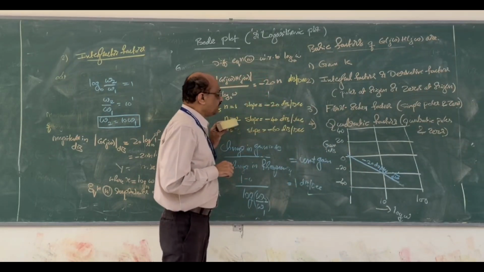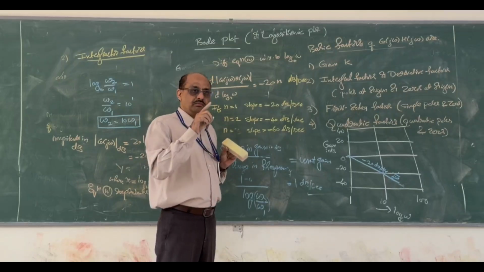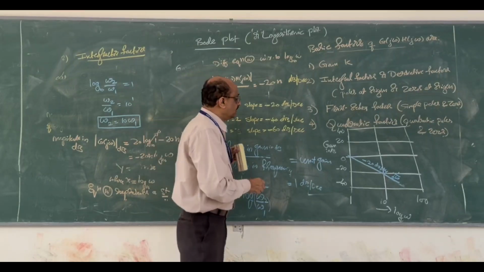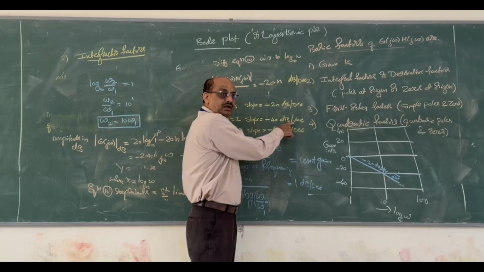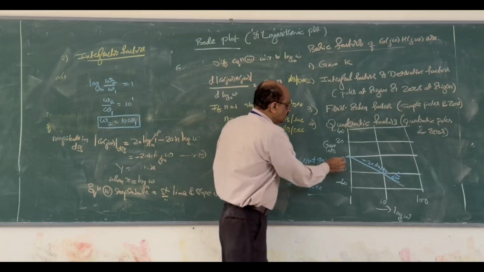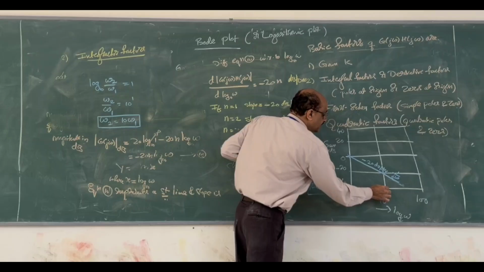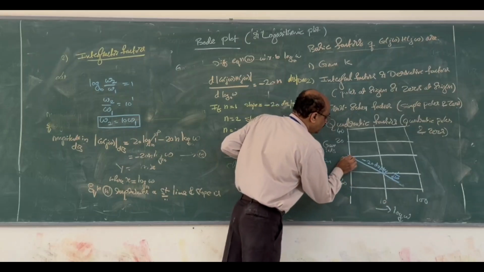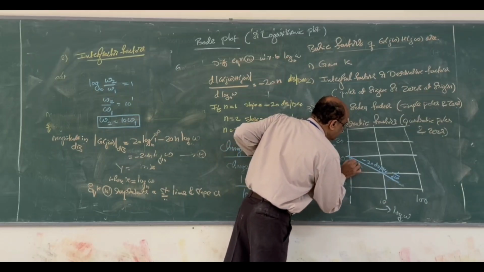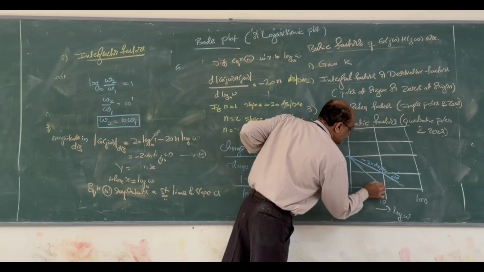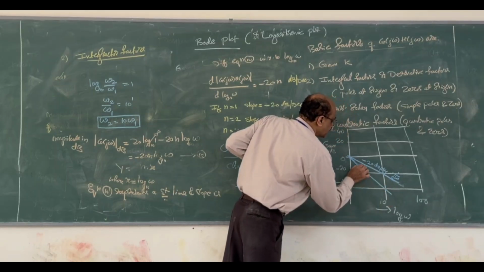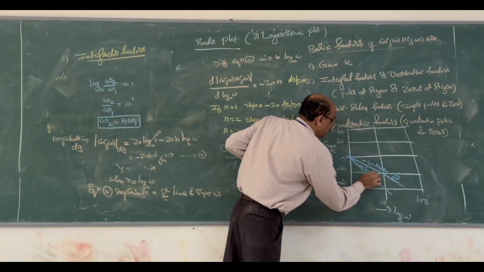Next, if I have two poles, that means 1 by (j omega) squared, it is minus 40 dB per decade. What do you mean by that? So go down minus 40, 10 times of that is this. Join these two points. This is the whole line. So write minus 40 dB per decade.